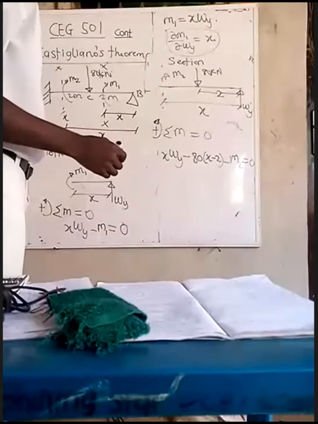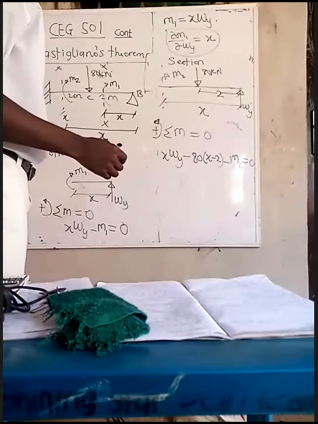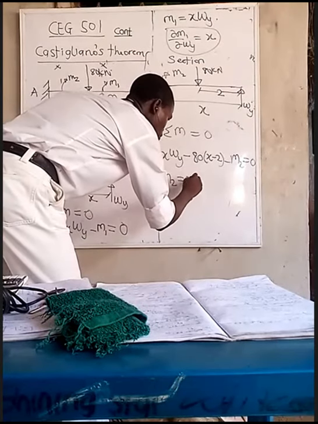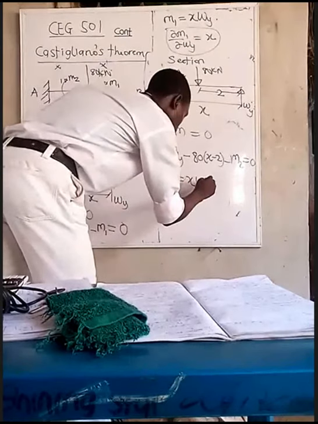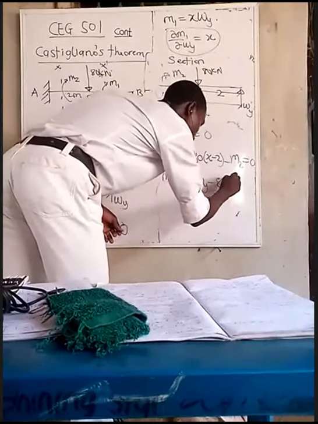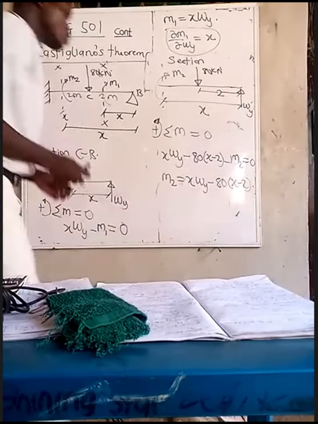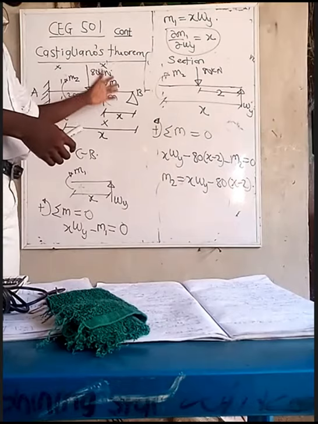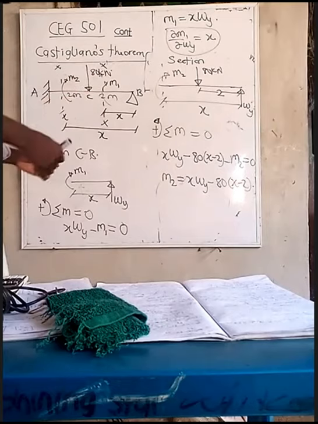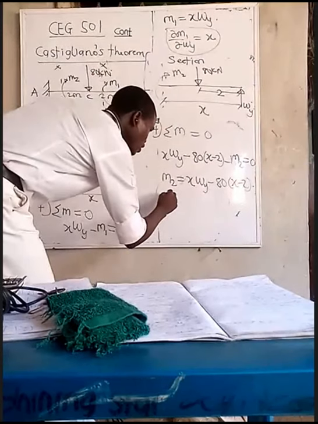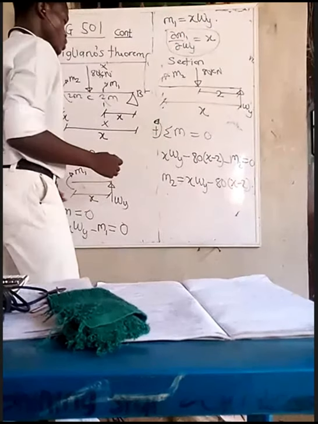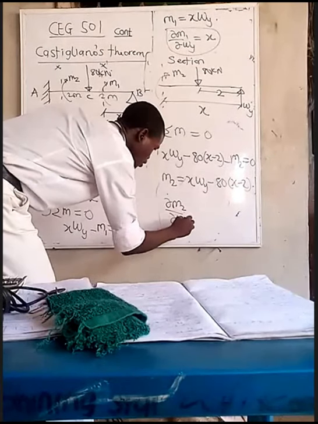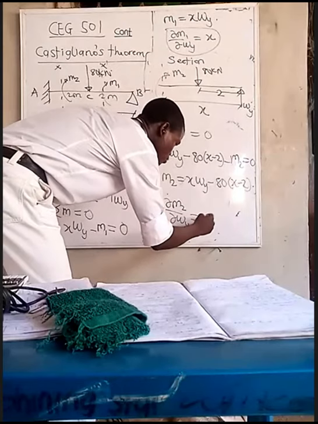A question. M2 is equal to XWY minus AT into bracket X minus 2. So she used that for the two sections. So we have that. So what do we need to do next? Apply this one, the M2, the WY is equal to, you see the same thing as what?